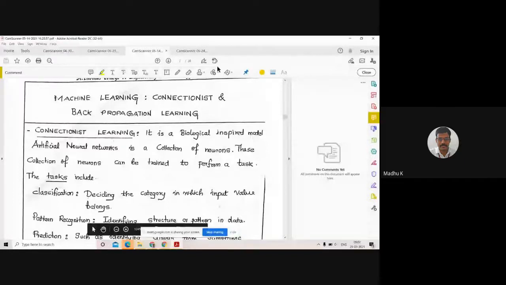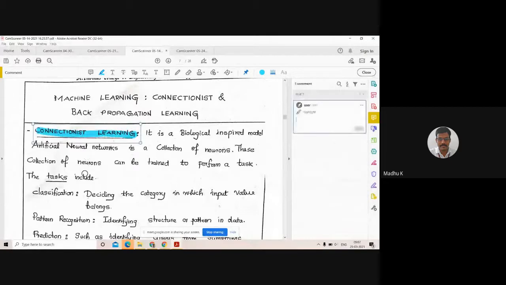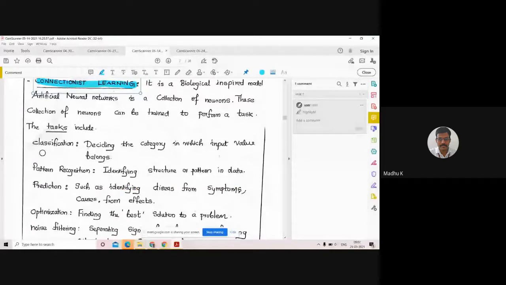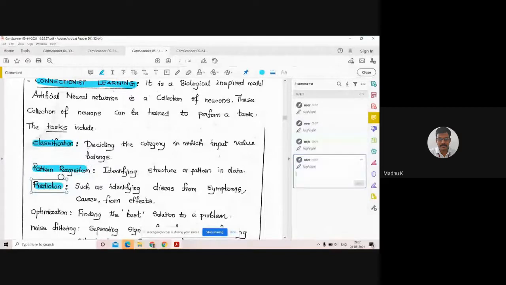So this is about connectionist learning. Which type of task does it perform? We can use connectionist models for performing these types of tasks: classification, pattern recognition, prediction. You know what prediction, classification and pattern recognition are, so I'm not discussing much more about this. What is classification? Deciding the category to which an input belongs.